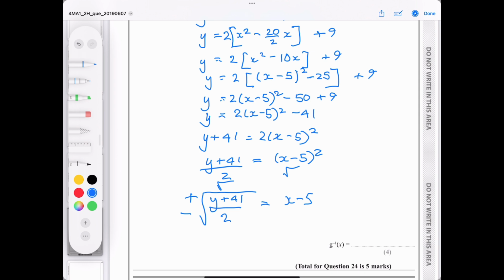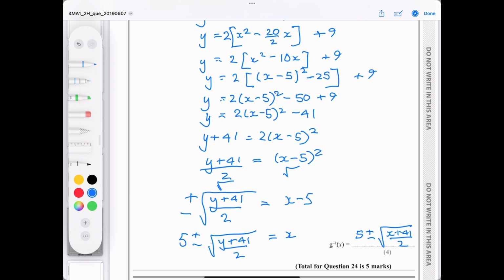We're almost there. So all we need to do now is add 5 onto both sides. So if we add 5 onto this one, we get that. Now, in order to make this look good, we actually change the y back to x. So it would be 5 plus or minus the square root of (x plus 41) over 2.